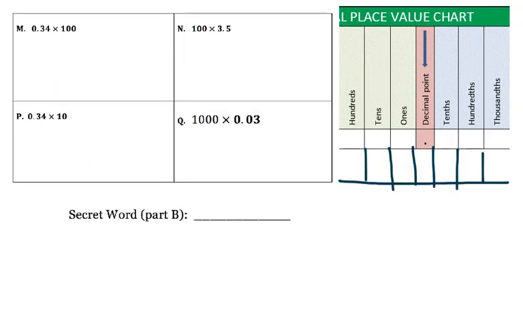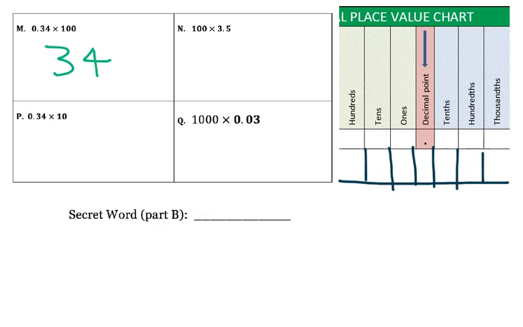Alright, hopefully you're getting really quick with these. So now we have 34 hundredths, and we're multiplying it by 100. So that means the 3 is going to jump all the way over to the tens place, and the 4 is going to jump all the way to the ones place. We're moving over 2 place values. So that makes this 34.